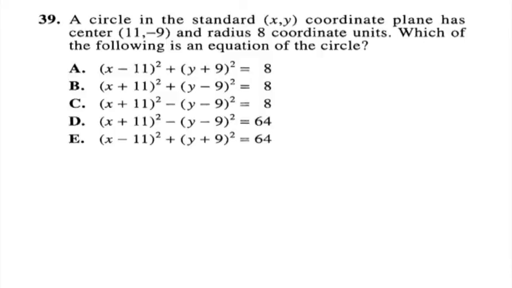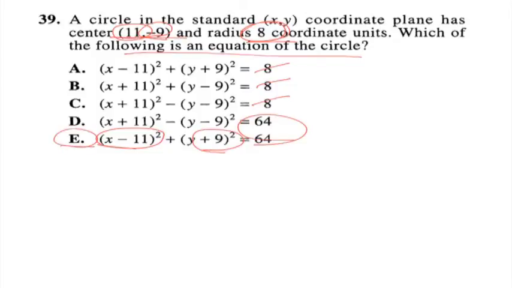Number 39 says, a circle in a standard xy coordinate plane has the center at 11, -9, and a radius of 8 coordinate units. Which of the following is the equation of that circle? Remember, the first thing I'm going to do is look at this, and it says 8. I'm looking for my 64, so I've cut my answers down to 2 just that quick. Now I see this is a positive 11, therefore it must be negative in the equation. This is a -9, it must be positive, making E the answer to 39.